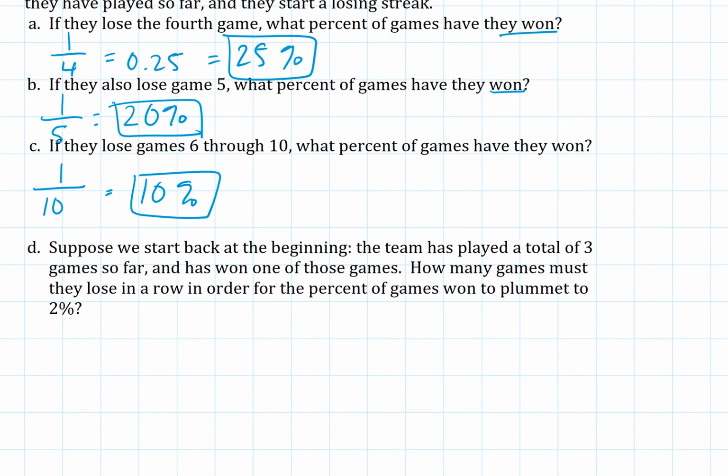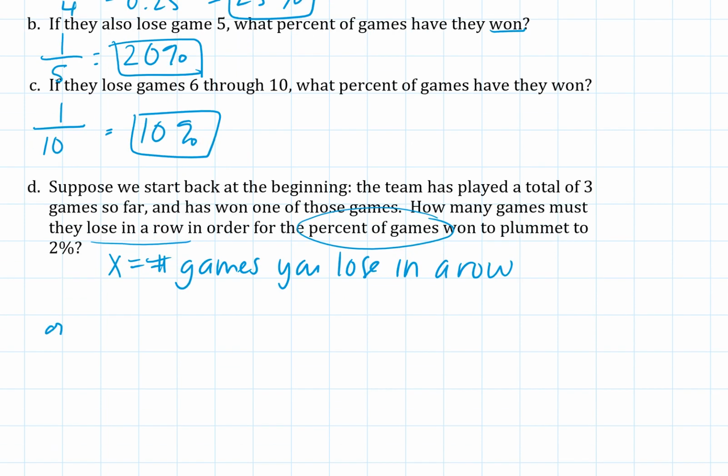Go back to the beginning, you've played 3 and won 1 of them. How many games must you lose in a row in order for the percent of games won to be 2%? Okay, so that's the thing we don't know, so let's call that x. x is the number of games you lose in a row. Okay, so let's figure this out. Percent that you win is equal to the number that you won over the number that you played. You want the percent of games won to be 2%. Again, use 0.02 or 2 out of 100.